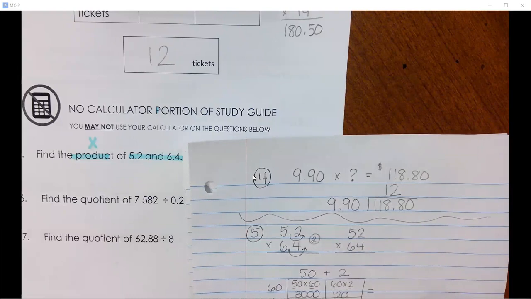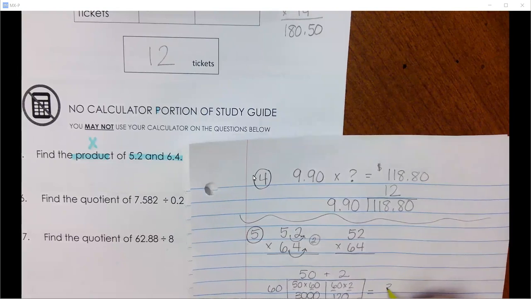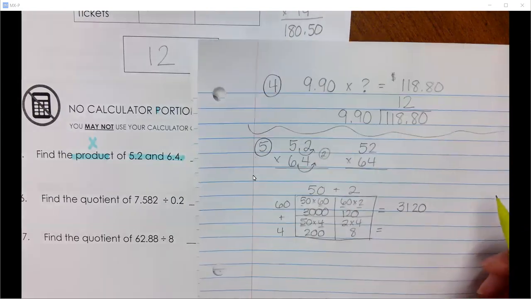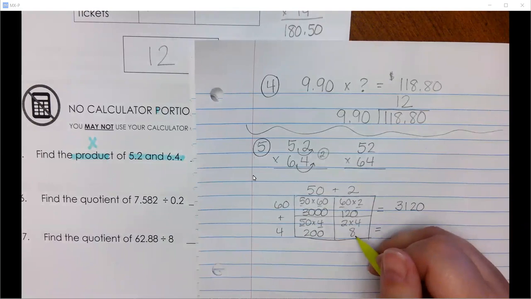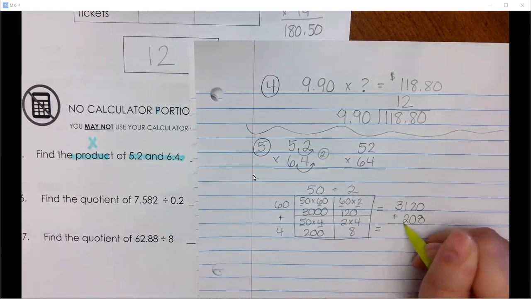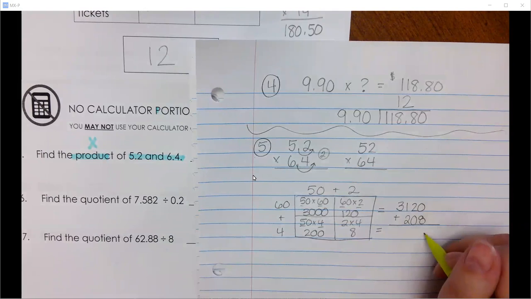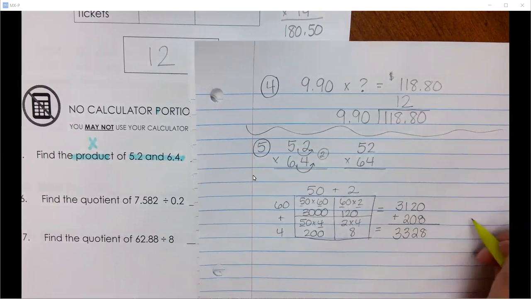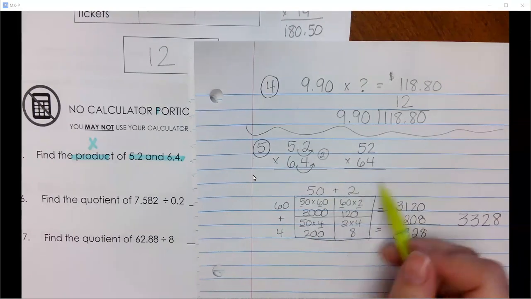Now, I'm going to add up my columns. So 3,000 plus 120 is 3,120. If you were doing the traditional algorithm, this would be the bottom number. And then 200 plus 8, 208. If you were doing the algorithm, that would be the top number. So we've got 3,328 as my answer to the whole number problem.